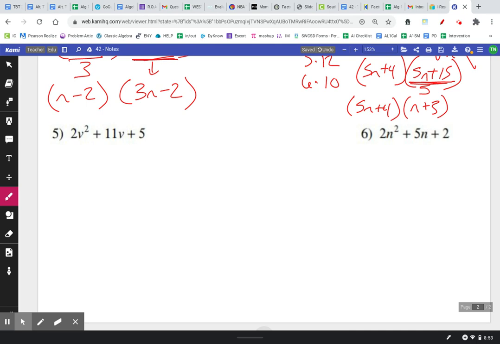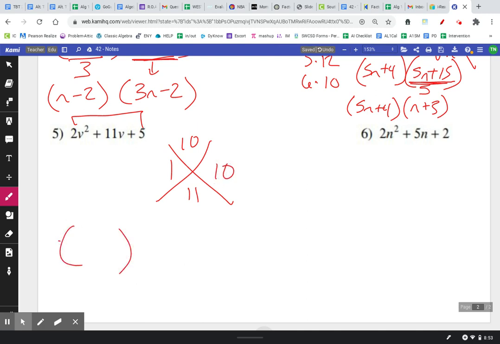Let's pick one of these two. Which one do we want? They're so similar. Let's go ahead and end with 5 here. 2 times 5 is 10. They need to add to 11. You should be thinking right away, hey, that's just 1 times 10 is 10, and 1 plus 10 is 11.